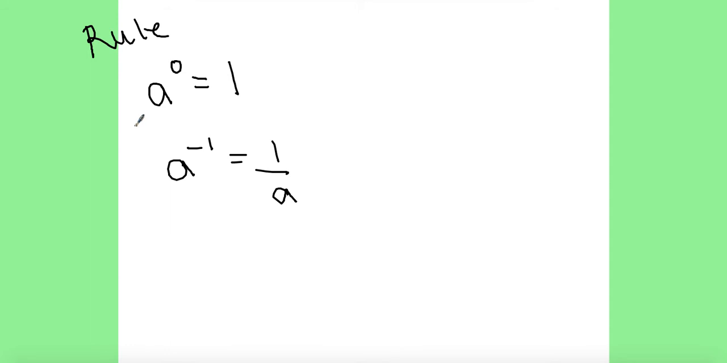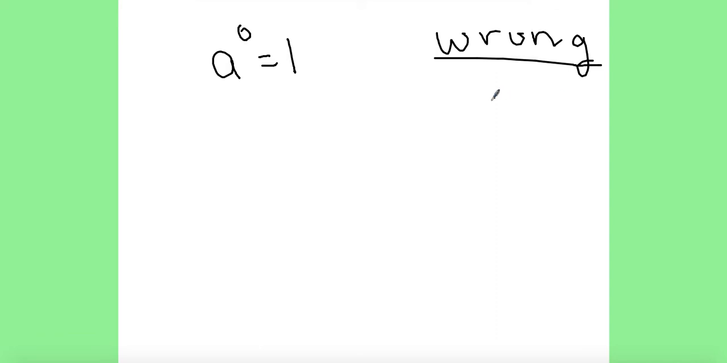So I want to talk about these and give you a better intuition for why these rules are what they are. So let's take a look back at that rule. Anything to the 0th power is 1. Well, why? Why would that be true? The most common wrong answer, can you guess what the most common wrong answer is? That's right. If you guessed this, you got it right. That a to the 0th power is 0.